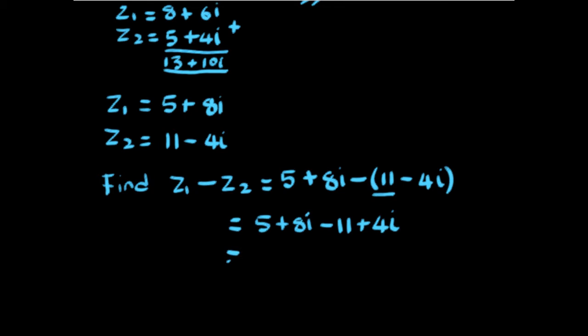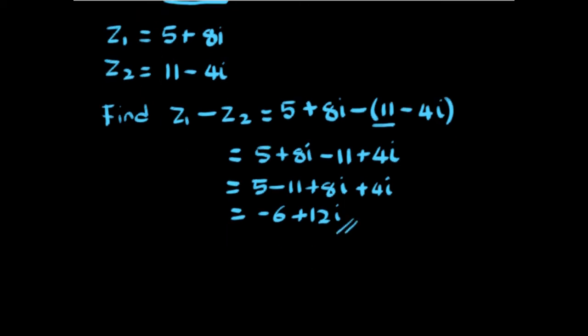So we collect like terms as usual. So we have 5 minus 11, and plus 8i plus 4i. We put real numbers to real numbers and imaginary numbers to imaginary numbers. So 5 minus 11 gives us minus 6, and 8i plus 4i gives us plus 12i. This is what we have in this case.